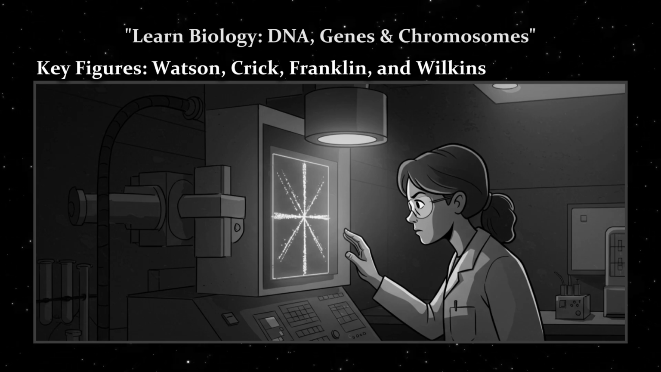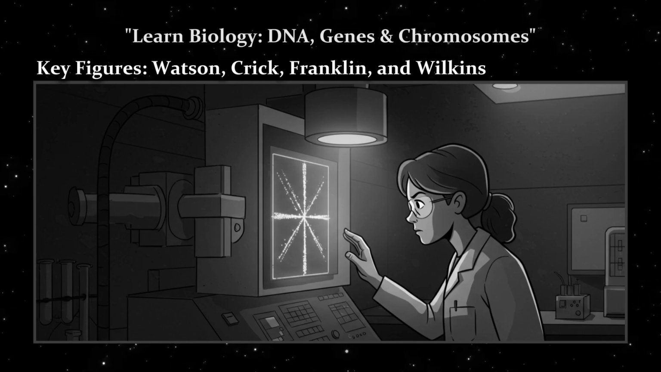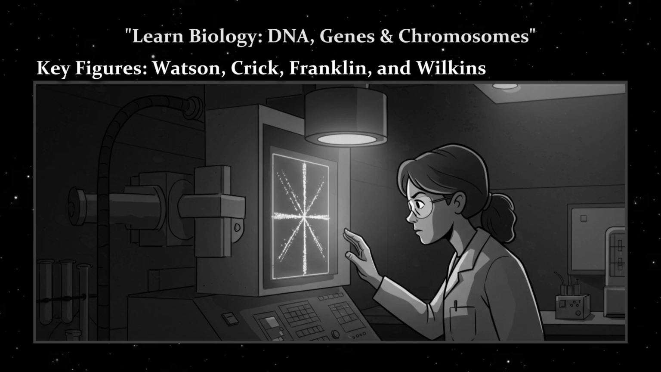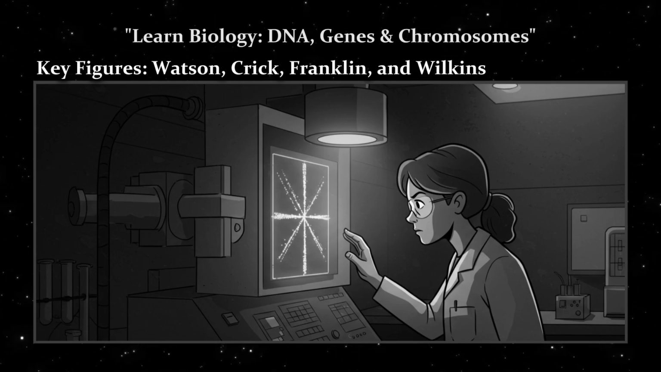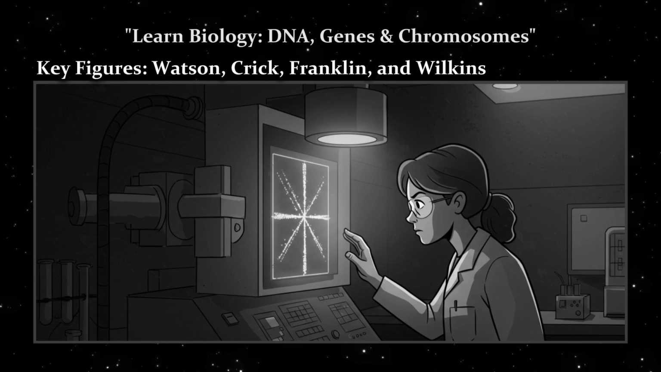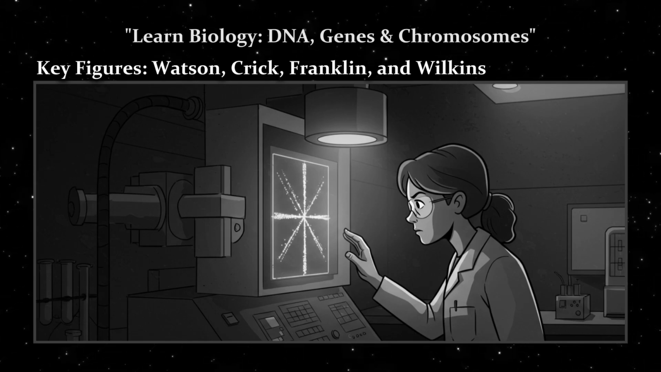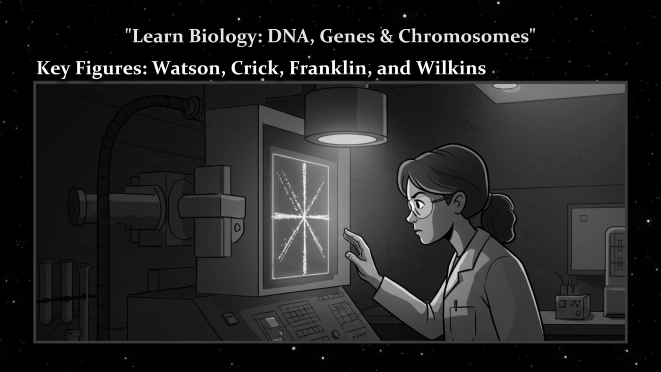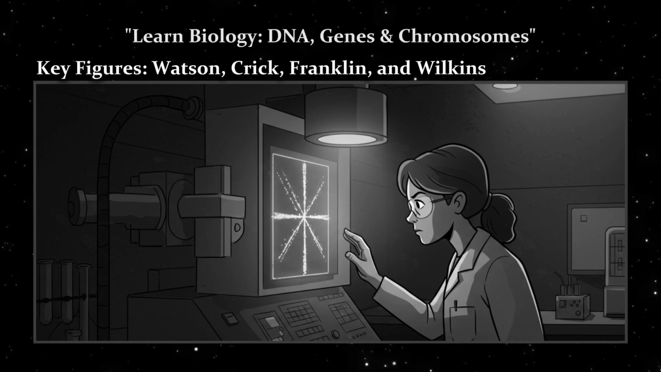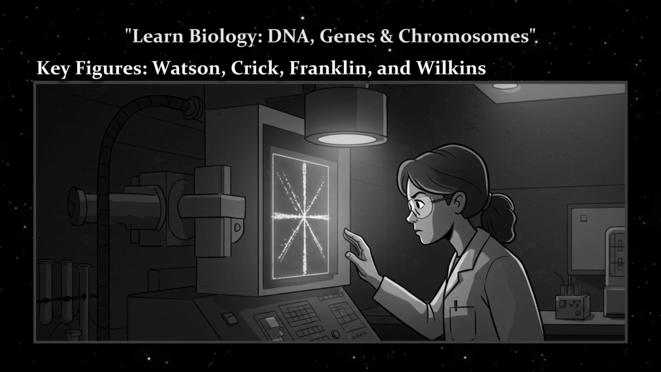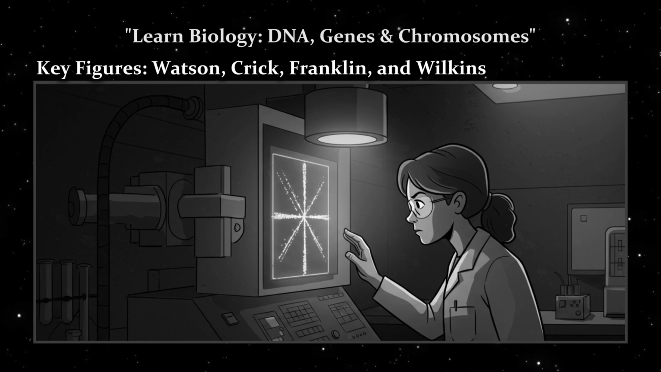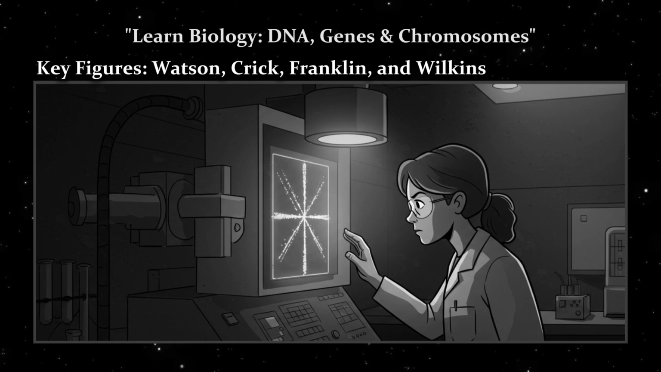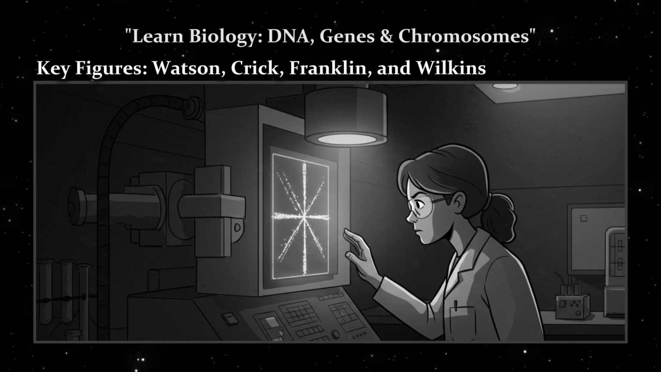Here, the primary method of investigation was X-ray crystallography. This is a difficult, meticulous, and powerful technique. In essence, a scientist must first coax a molecule, like DNA, to form a pure, ordered crystal. Then, they shine a focused beam of X-rays at that crystal. As the X-rays pass through, they strike the atoms in the crystal and diffract or scatter in a specific pattern. This pattern, which looks like a complex arrangement of spots and smudges, is captured on photographic film.